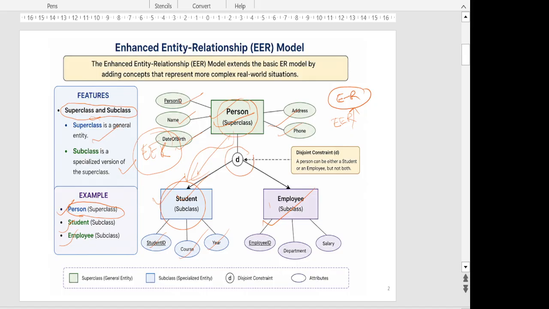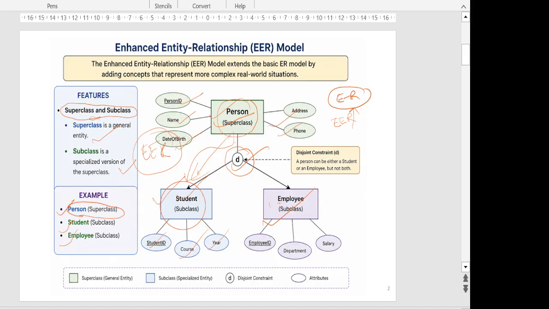So you may get one doubt, why is it disjoint? If it is a person, it may be either a student or an employee, not both. So that's the reason it is disjoint. We will discuss why it is disjoint in further classes, right? Right now I hope every student is able to understand the difference between superclass and subclass. Very simple. Superclass means it is a very generic entity. Subclass means it is a specialized version of the superclass, right?